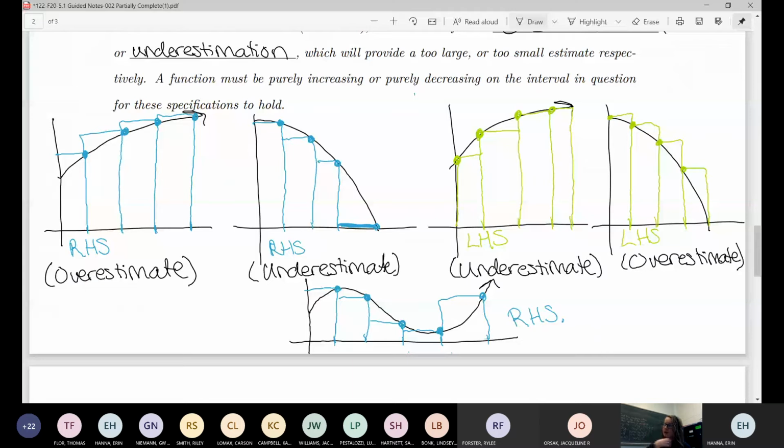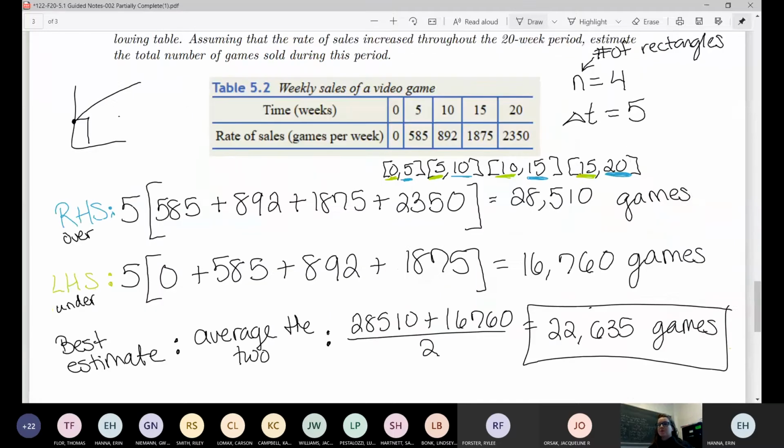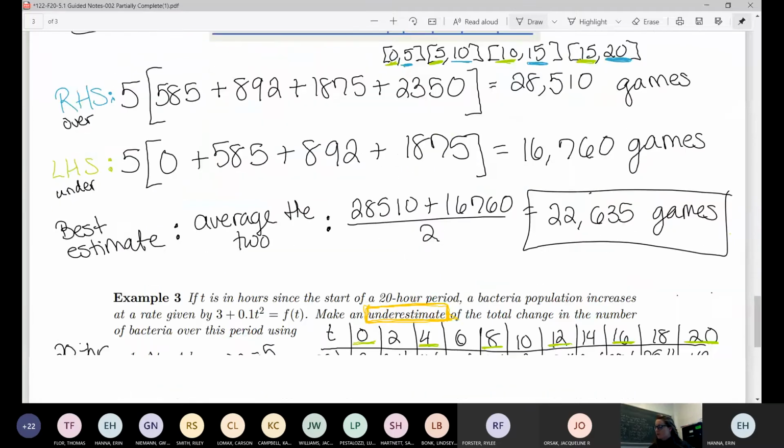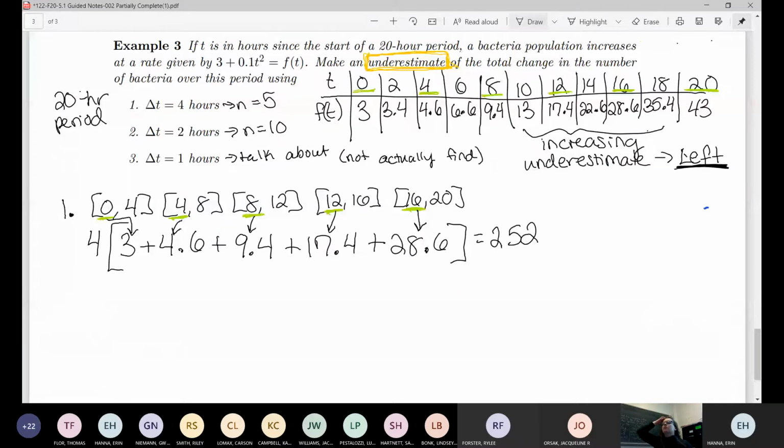So what we were given here in the problem that I'll scroll back down to in a second, we weren't given a table, which is what we've been working with most of the time. We were given a generic function. Now I created a table, but we weren't given a table. So you don't need a table as long as you're given a function. We looked at the function we were considering, which was 3 plus 0.1 t squared. We were to make an underestimate. Now, since it's an increasing function, an underestimate is going to be a left estimate.